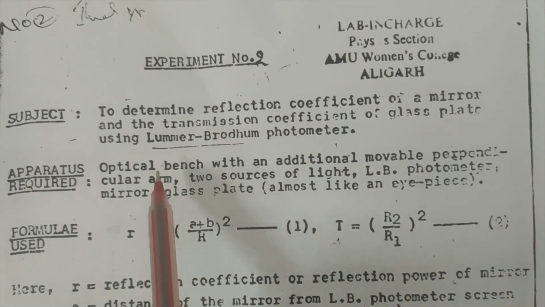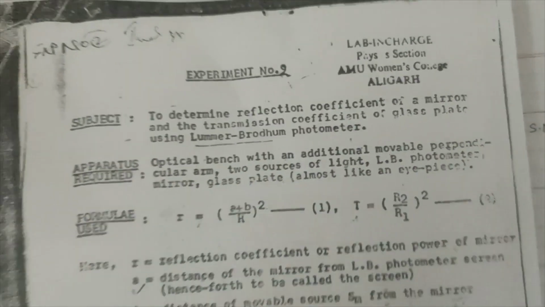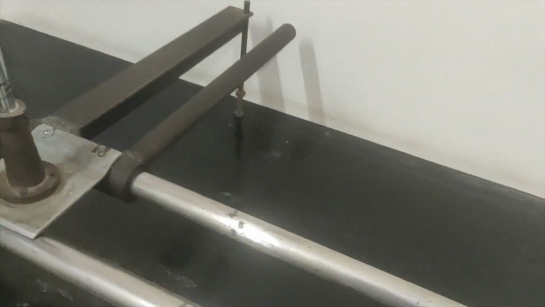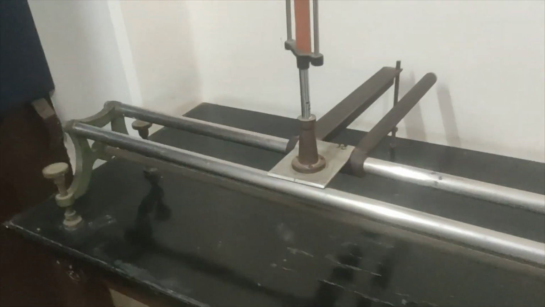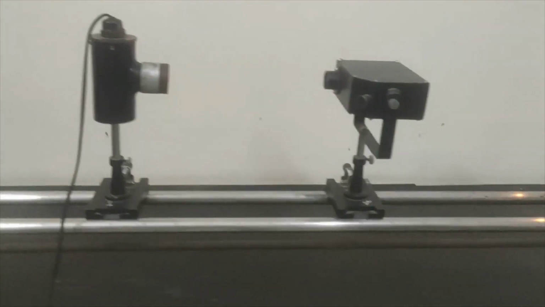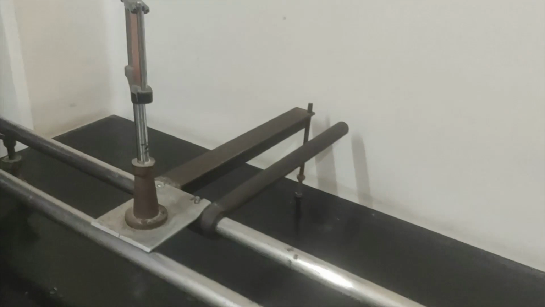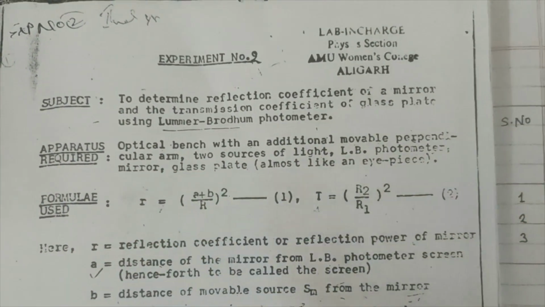For that we need an optical bench with an additional movable perpendicular arm. You can see this is our optical bench, and this is the additional arm, which is perpendicular to this optical bench. So this is the whole setup. This additional arm is attached to this optical bench. That is written here: optical bench with an additional movable perpendicular arm, and two sources of light. So we have two sources of light.